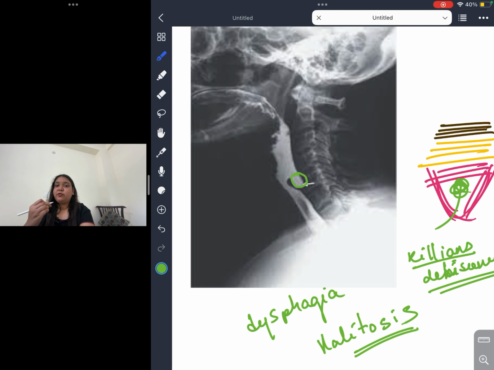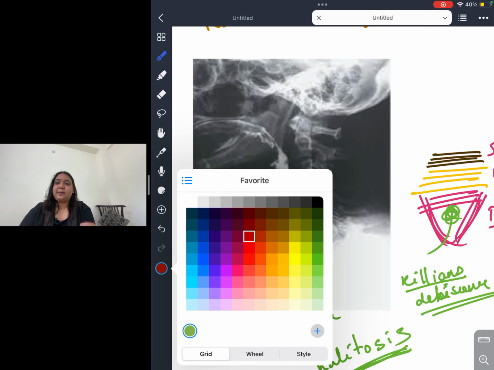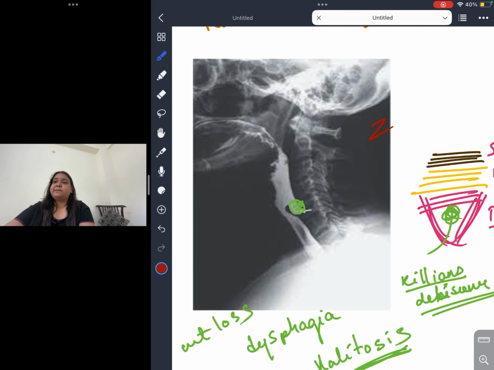Because whatever food you eat can go inside this pouch and stay there and give a bad smell. So you can have a bad smell from your mouth. This is called halitosis, and there will also be weight loss in the patient. So weight loss, dysphagia, halitosis. These are the symptoms of Zenker's diverticulum.